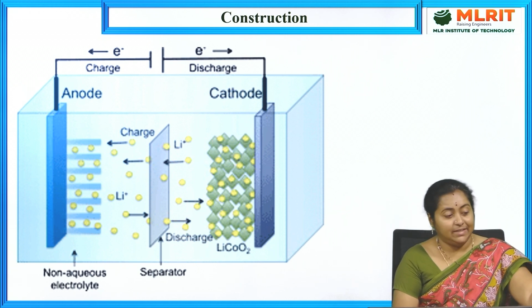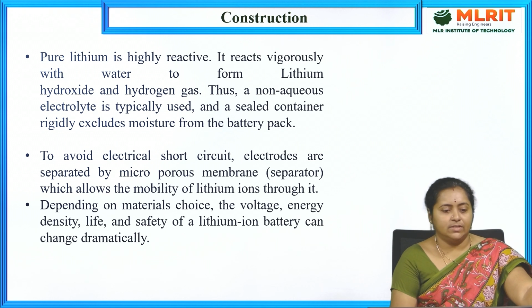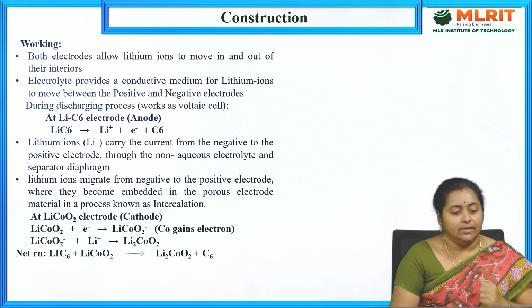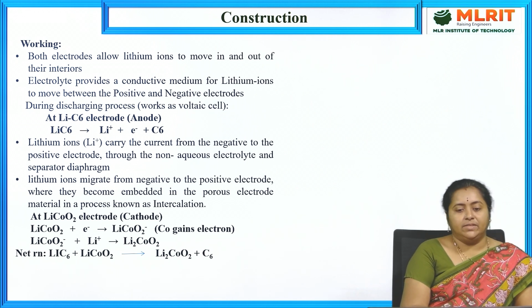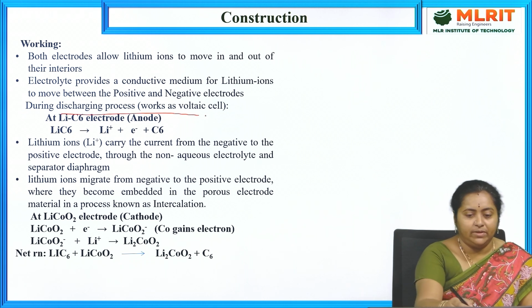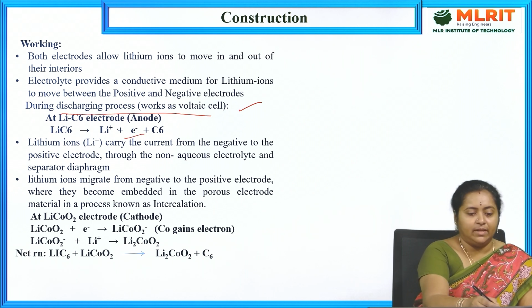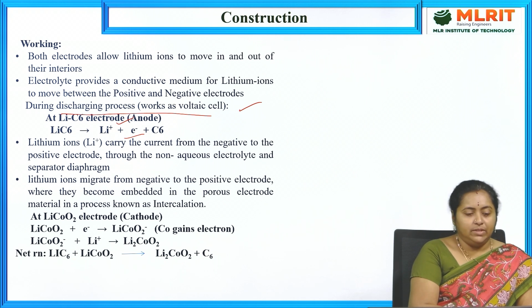Let us see in detail the chemical reactions. This is what I have explained so far. Directly I am switching to the working principle and the chemical reactions. When both the electrodes allow lithium ions to move in and out of their interiors, the electrolyte provides a conductive medium for lithium ions to move from anode to cathode. During discharging process, as I told you, it is acting like an example for voltaic cell. At the anode we have LiC6. It involves an oxidation by losing one electron and then Li plus ions will be produced. These lithium ions will move from anode to cathode, that is from negative to positive electrodes.